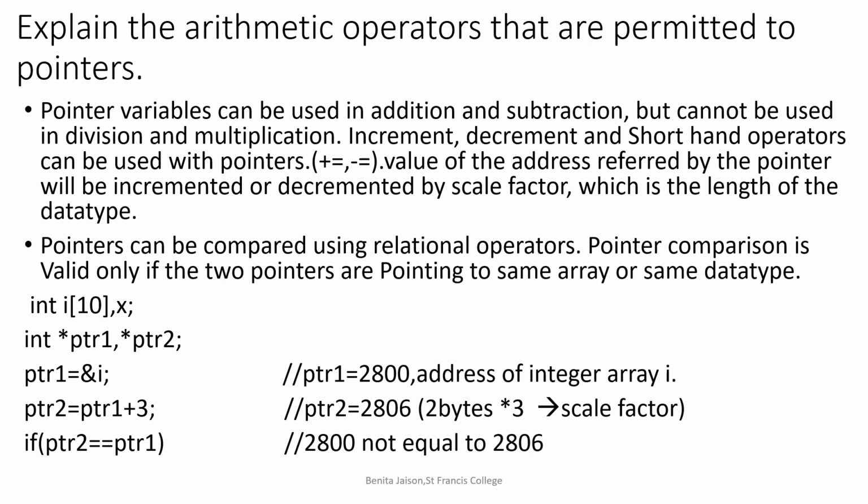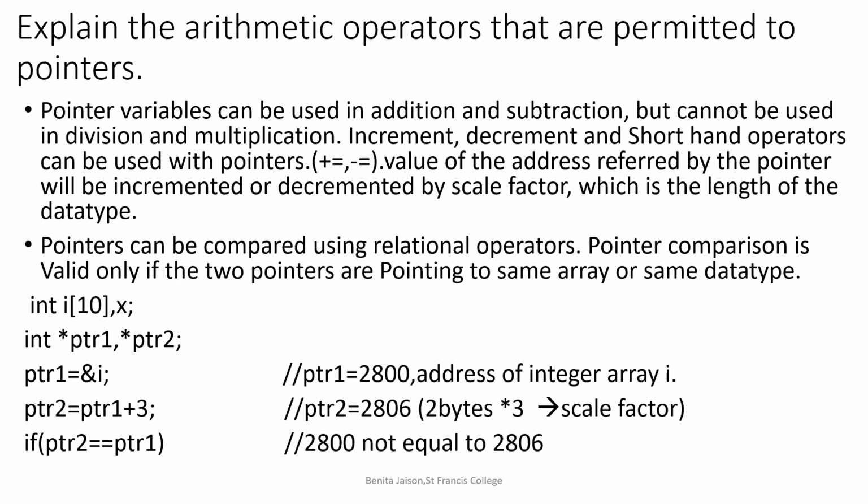When we are performing addition and subtraction, the value by which it is incremented or decremented is a factor called the scale factor, which is the length of a data type. The scale factor determines by how much it will be incremented or decremented during addition and subtraction. It can also be used for both post and pre-increment, and the shorthand operations of both addition and subtraction can be applied on pointer values.